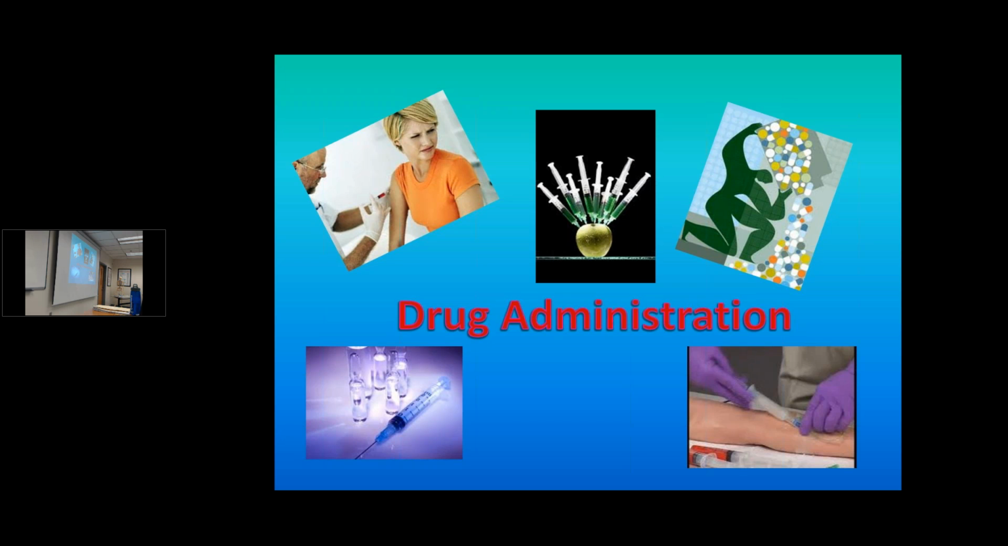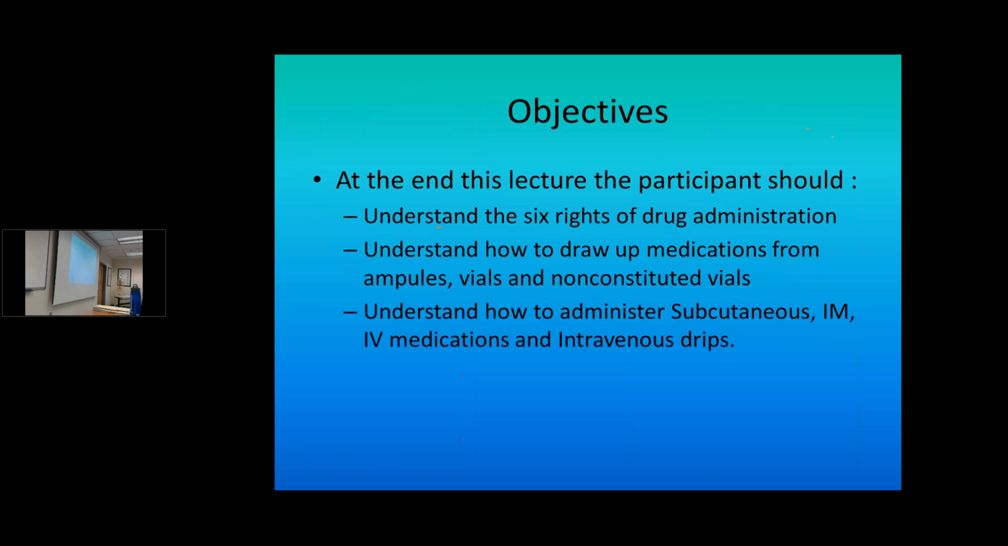So as we start talking about the different things that we use, the drugs that we use, and how we use them, is kind of an extension of what you're going to talk about. So we're going to talk again about 6 rights of drug administration. We're going to understand how to draw medications from ampoules, vials, and non-constituted vials. We'll talk a little bit about subcutaneous versus IM versus IV medications, and then finally IV drips.